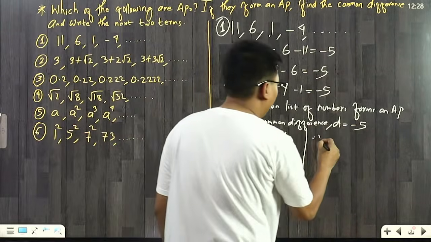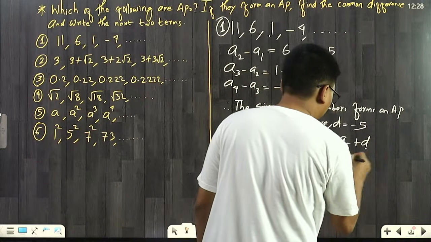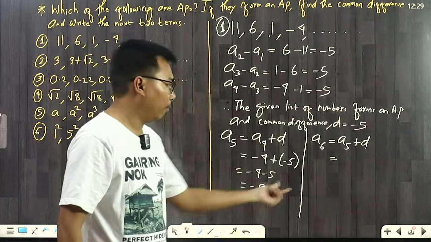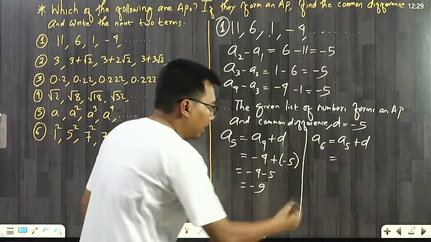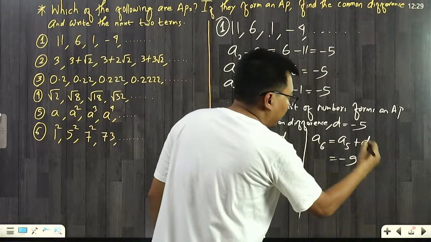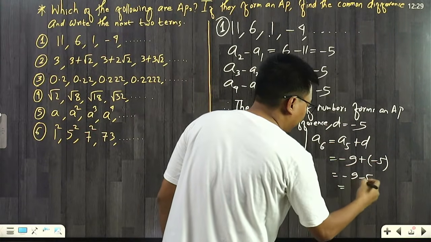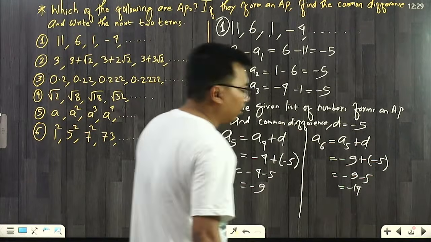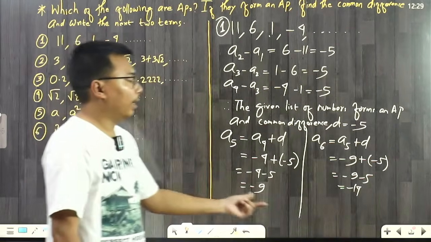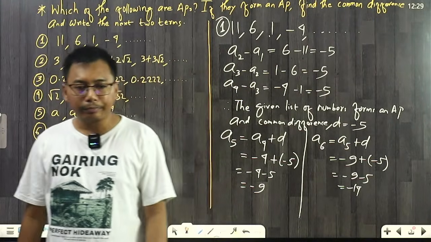We have to find another one, which is A6. How do we find A6? In A5, if we add d again, we'll get our A6. A5 is minus 9. How much is d? d is minus 5. So minus 9 plus into minus will be minus. Minus 9 minus 5 will be minus 14. So these are the next two terms of this AP. Clear? Okay.